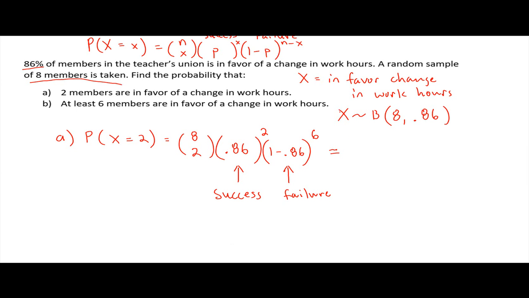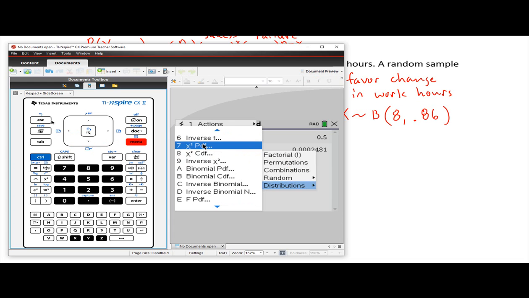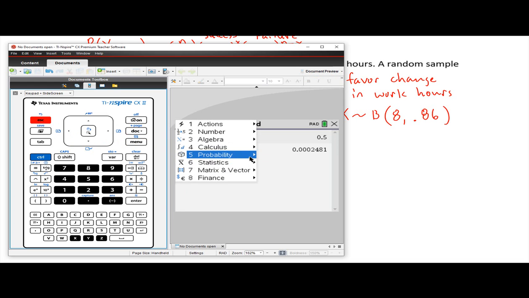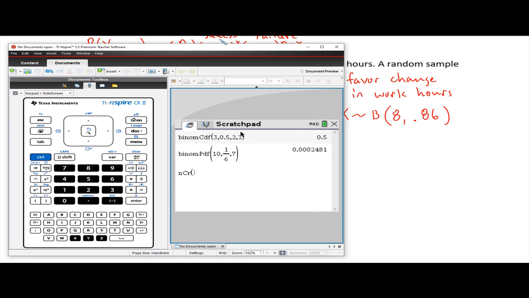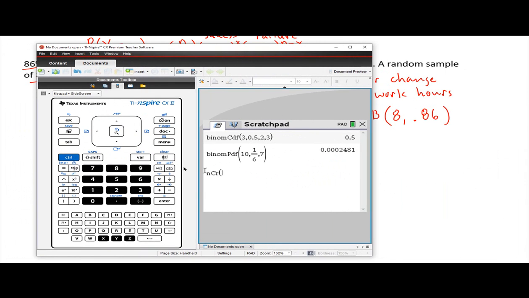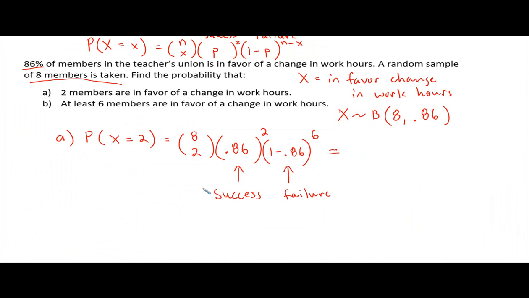I'll show you real quick. Let me go to probability, combination. We need to find 8 choose 2 first, so 8 comma 2. That gives us 28. So we know that value is 28. Basically we have 28 times 0.86 to the second power, times 0.14 to the sixth power.